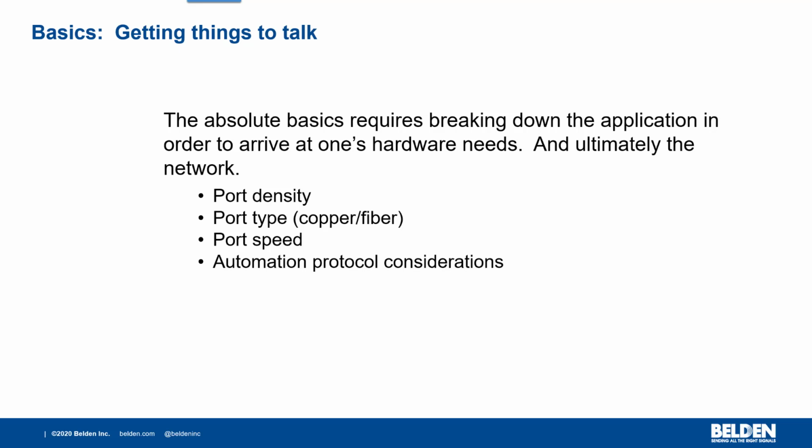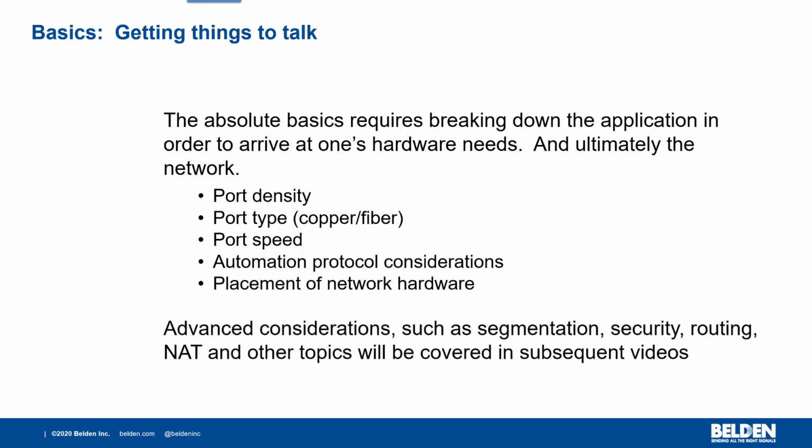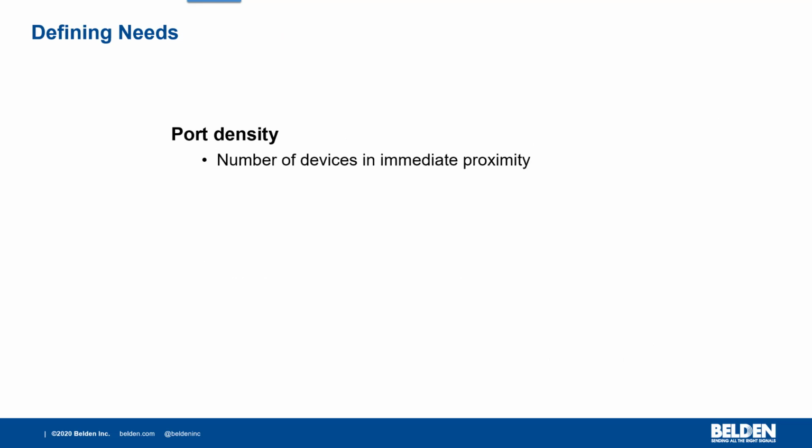automation protocol considerations. Are there certain protocols that you're running that need to take into consideration certain switch management functionality, such as Ethernet IP, and we're going to talk about that when we address this point. We then also look at the placement of network hardware, and obviously things like segmentation, security, routing, NATing, and so on are going to be covered in some of these subsequent videos.